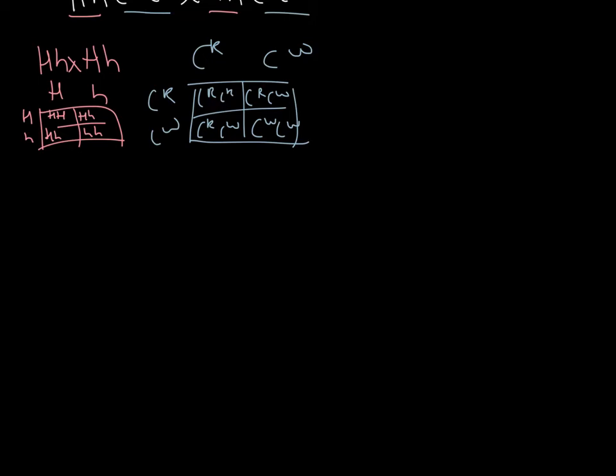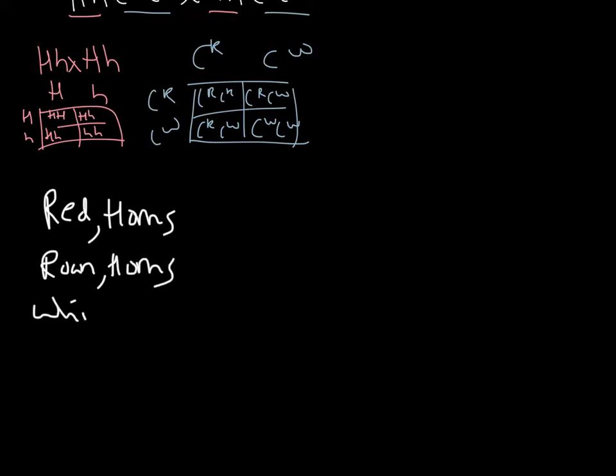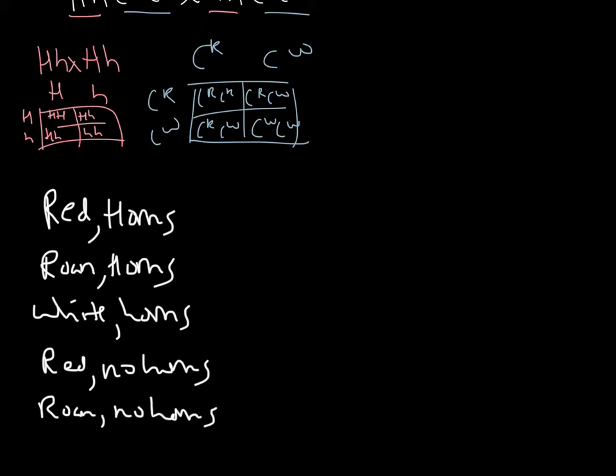So we could have a red coat and have horns. We could have a roan coat and have horns, or a white coat and have horns. We could have a red coat and be no horns. We could have a roan coat with no horns, and we could have a white coat with no horns. And then we just go to our Punnett squares and see what's the probability of each of these things.